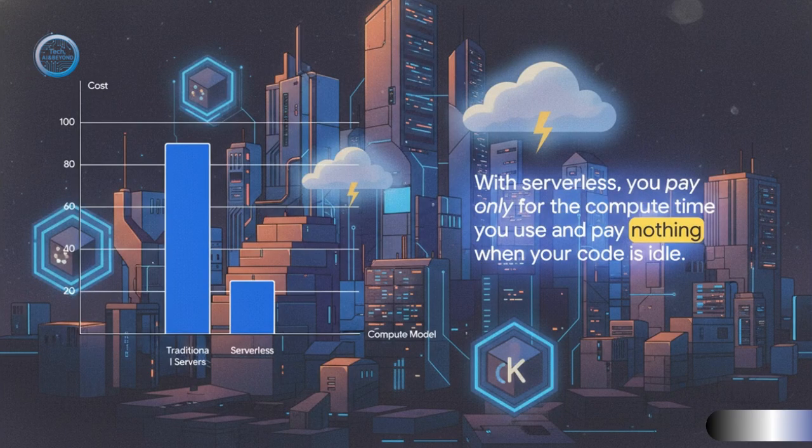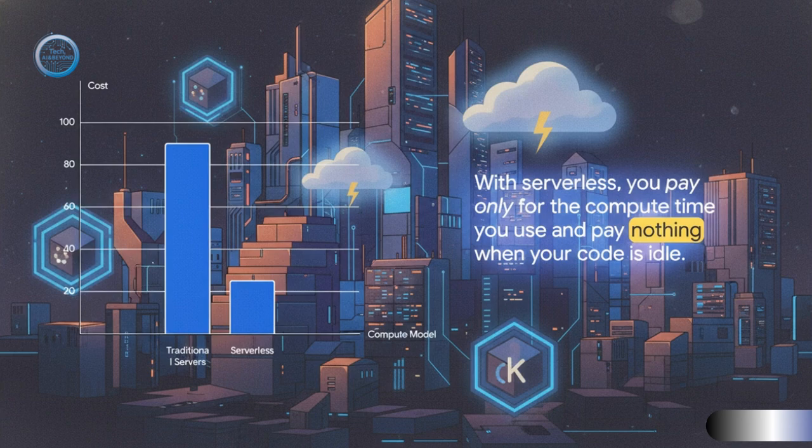With traditional servers, you pay for them 24/7, even when they're just sitting idle waiting for requests. It's a high fixed cost. With serverless, you pay only for the precise compute time your code is actually running, often metered down to the millisecond. If your function isn't running, you pay absolutely nothing.